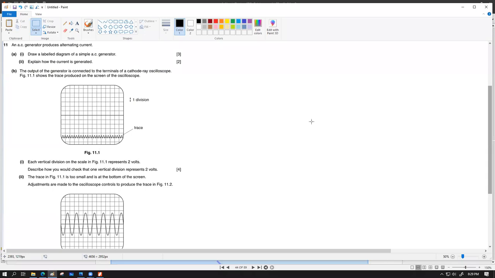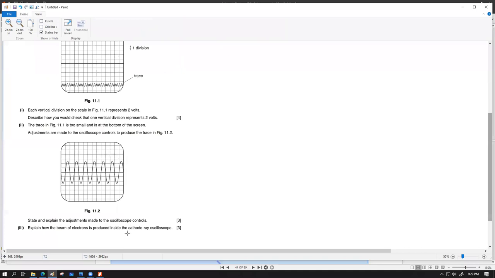Number two, the trace in figure 11.1 is too small and is at the bottom of the screen. Adjustments were made to the oscilloscope controls to produce the trace in figure 11.2. The question essentially says, state and explain the adjustments made to the oscilloscope controls. Explain how the beam of electrons is produced inside the cathode ray oscilloscope. It's a theoretical question. Let's talk about this one.